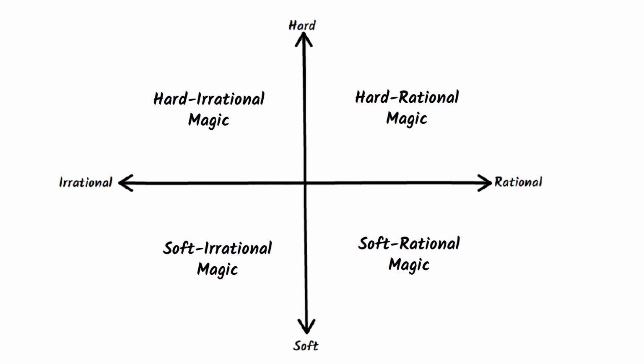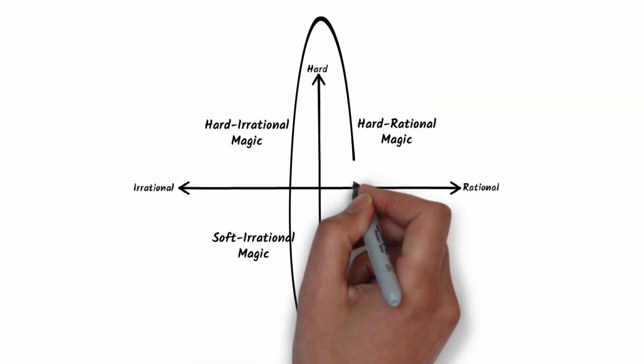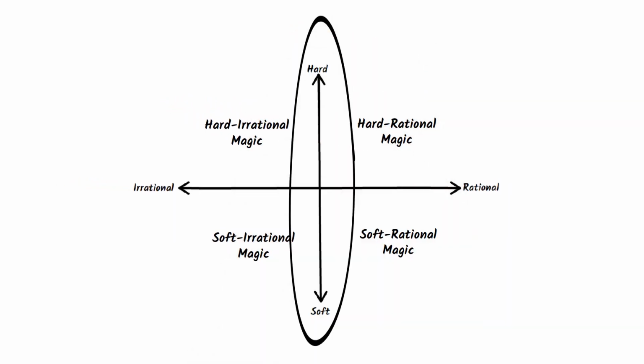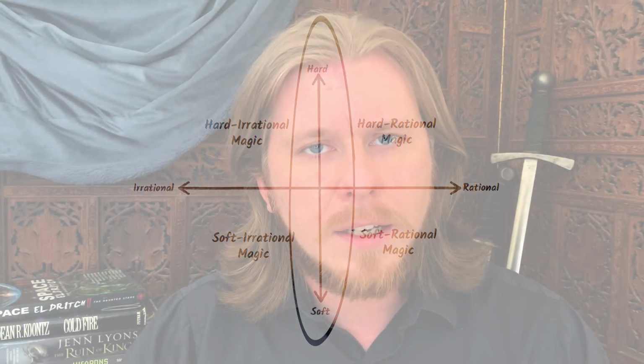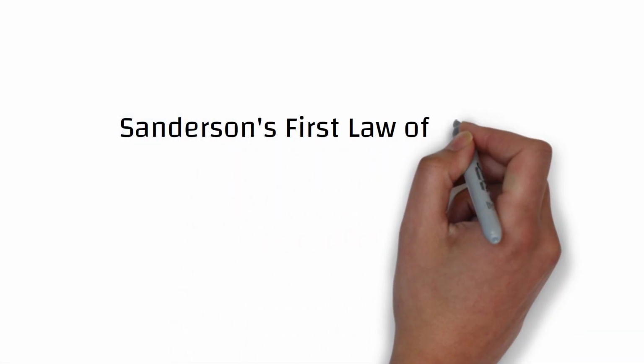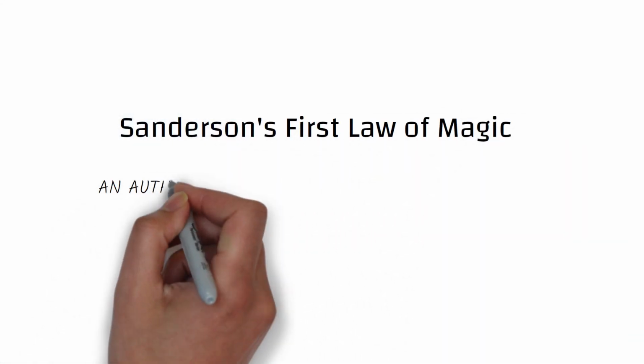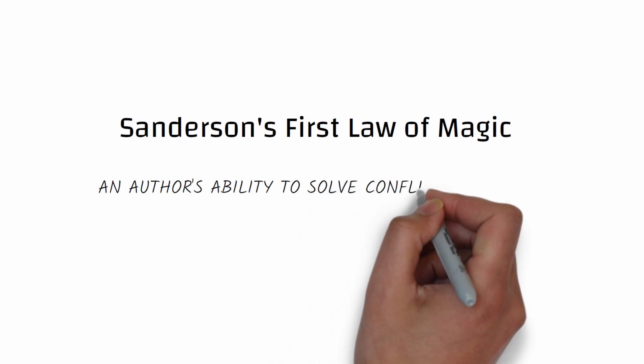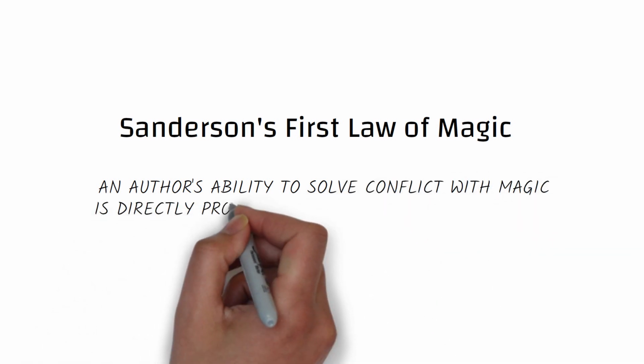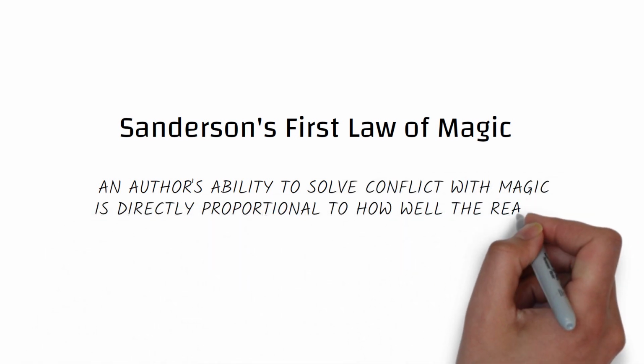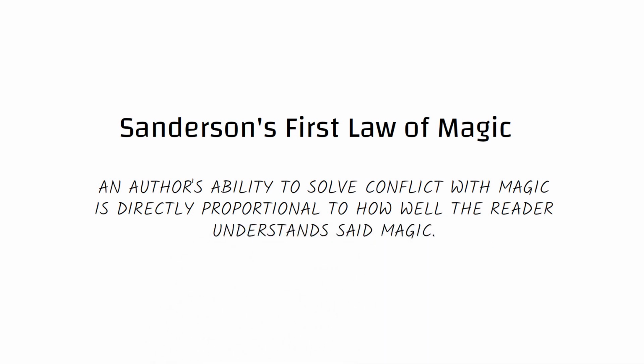We're going to start with the one that you are probably most familiar with, and that's the hard and soft axis. The hard and soft axis is all about the amount of knowledge or understanding that is available or present about your magic system. All of this really comes back to Sanderson's first law of magic, which is the ability for a storyteller to solve problems with their magic is directly proportional to how well the reader understands said magic.